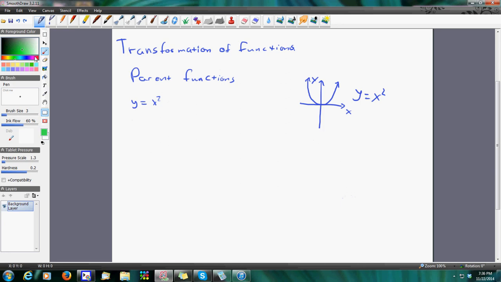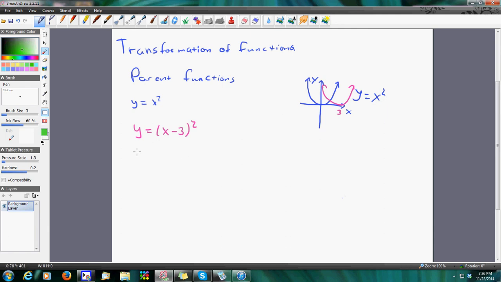Now, what if I want to move it left and right? If I want to move it, let's say, right 3 units, I would actually subtract 3, and now this is a little bit tricky. But if you plug 3 in for x, you get 3 minus 3 equals 0, and it's going to look something like this. It's the same exact function, except it's shifted over 3 units to the right.